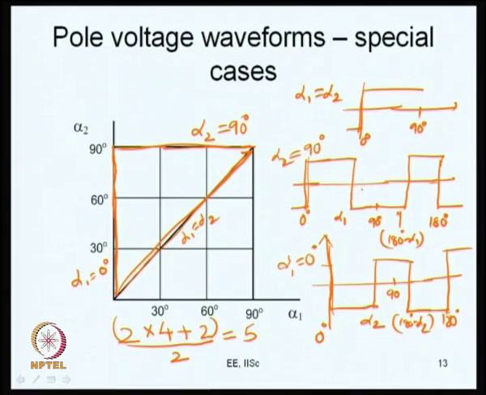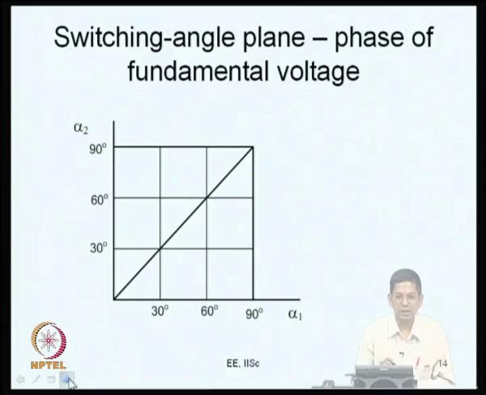If alpha 1 is equal to alpha 2, it is a square wave, and if it is a square wave operation, it switches only at 0 degree and switches back at 180 degree. So, there is nothing that happens here. There are only 2 switchings in a cycle and only 1 switching cycle in a fundamental cycle. So, the pulse number, or the ratio of switching frequency to fundamental frequency, is 1 now. So, let us move on to see the phase of the fundamental voltage.